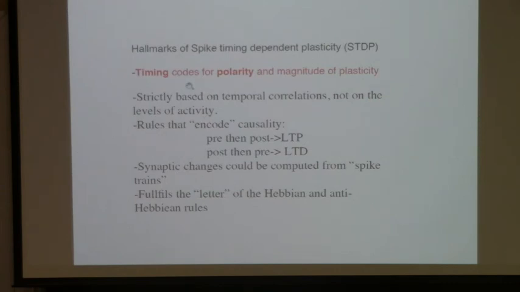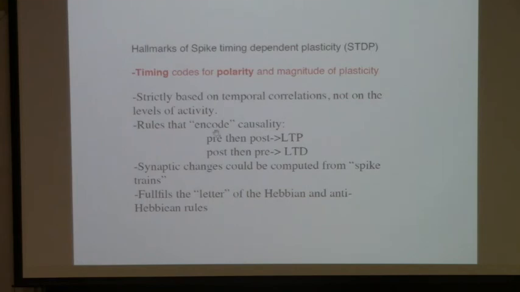Okay, so this is a summary. What is good about this is that it's strictly based on the temporal correlations, not on the level of activity. If the pre- and postsynaptic cells are correlated, that's going to be stronger. And it makes sense. It's just like the Hebb postulate: if the two cells are correlated, participating in the same engram, they're going to be potentiated.